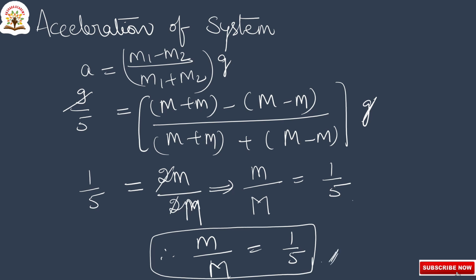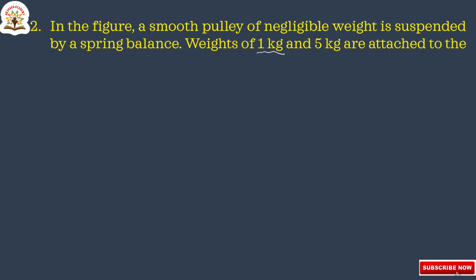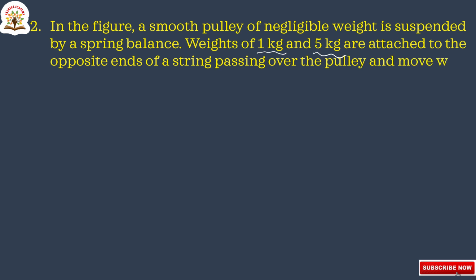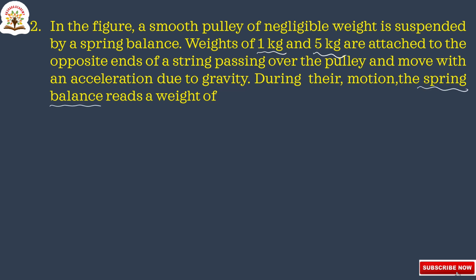Next we will go to the next question. In the figure, a smooth pulley of negligible weight is suspended by a spring balance. Weights of 1 kilogram and 5 kilogram are attached to the opposite ends of a string passing over the pulley and move with an acceleration due to gravity. During their motion, the spring balance reads a weight of, here we have to calculate the reading of the spring balance. Now let us go to the solution.